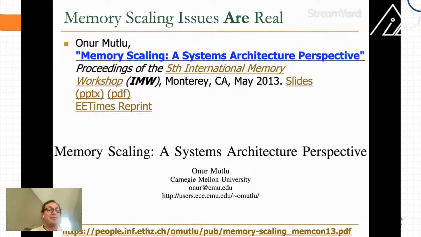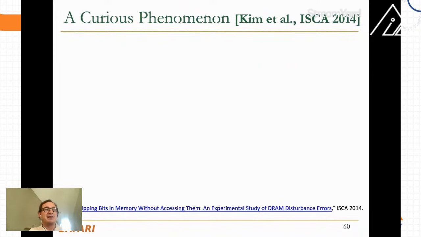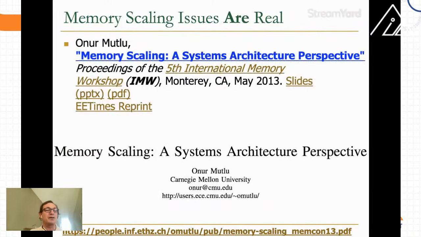So we've been working on memory systems reliability, dependability, et cetera, for a long time. This is a paper that we presented at the International Memory Workshop, which is an industry-heavy workshop. You can take a look at it. Here we argued basically we need to rethink the memory from a systems perspective and redesign the systems for better scaling of memory. And one of the reasons, this is not the only reason, but one of the reasons is memory technology scaling is not going well.